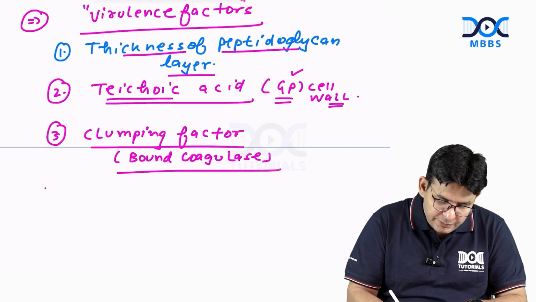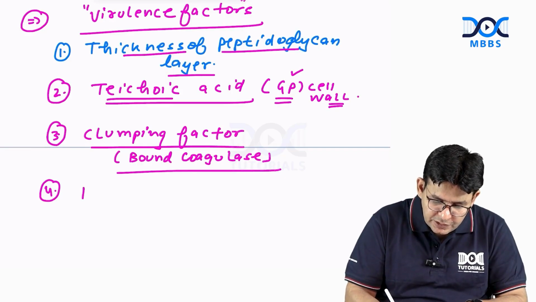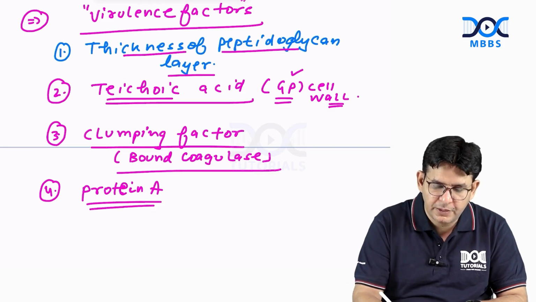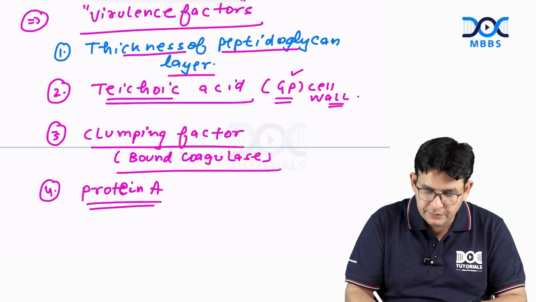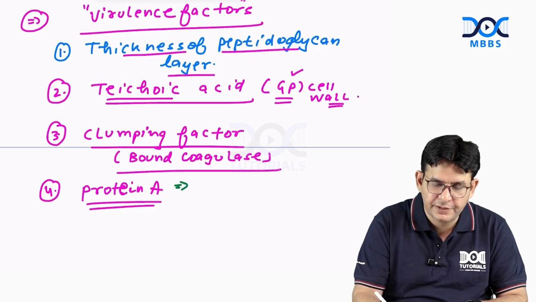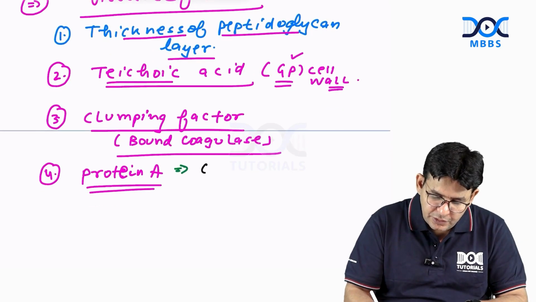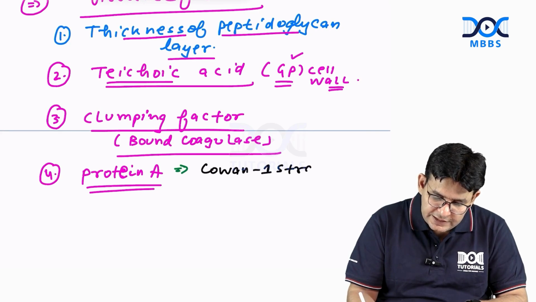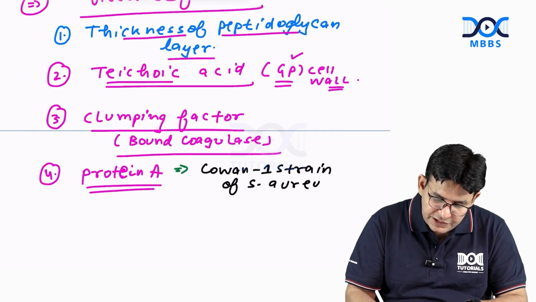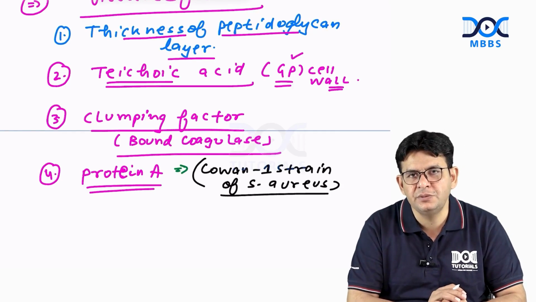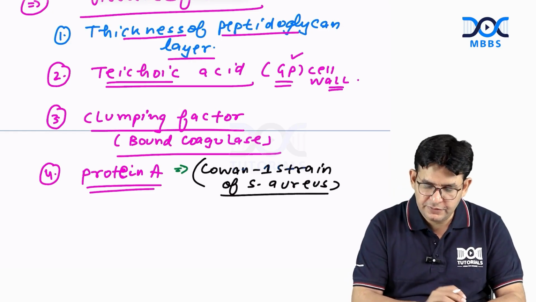The fourth one is important, and you must be knowing it also, that is protein A. Okay, this particular protein A is not present everywhere. This is present in the Cowan 1 strain of Staph aureus. It is present in this special strain of Staph aureus. Which one? Cowan 1 strain of Staph aureus.